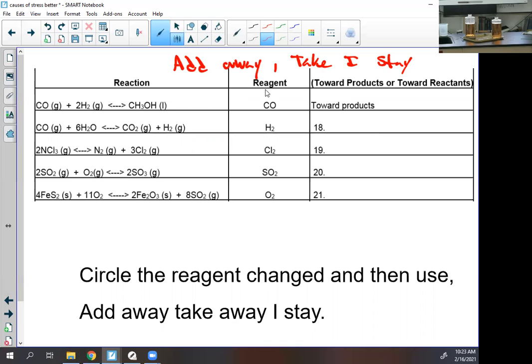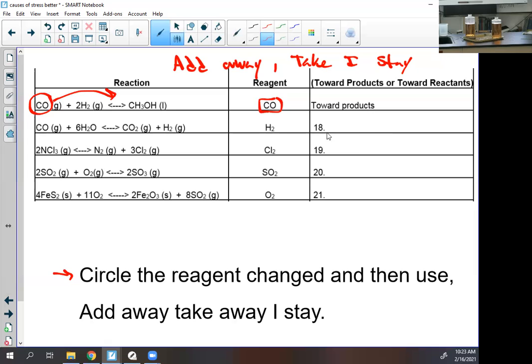So this top one's an example. Now on your homework, the word added is right above here. So all of these are added, so every single one of them, I go away. It says circle the reagent changed and then use add away take stay. So it tells me the reagent is CO. So I'm going to come over to the reaction and circle it. And if I add, I go away from it. So that means I'm moving towards the opposite side, which means the equilibrium shifts towards the products.